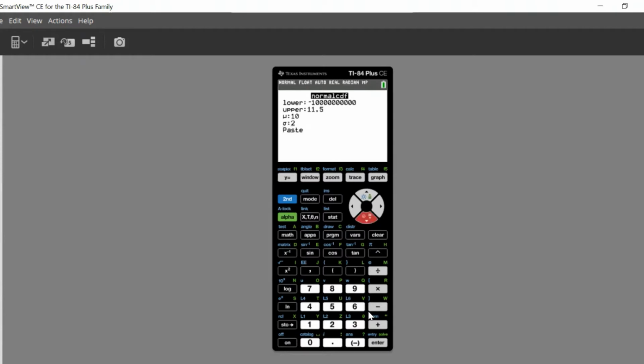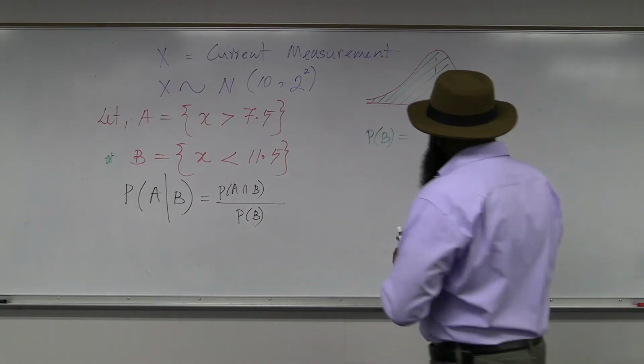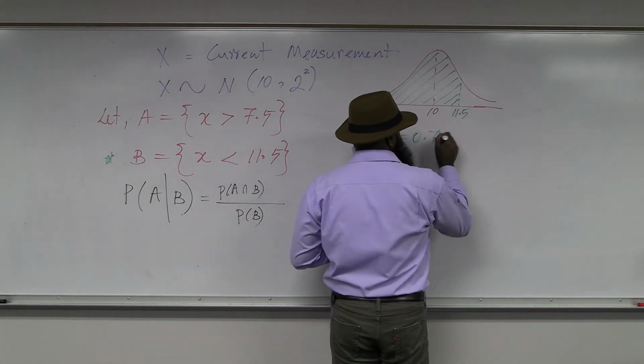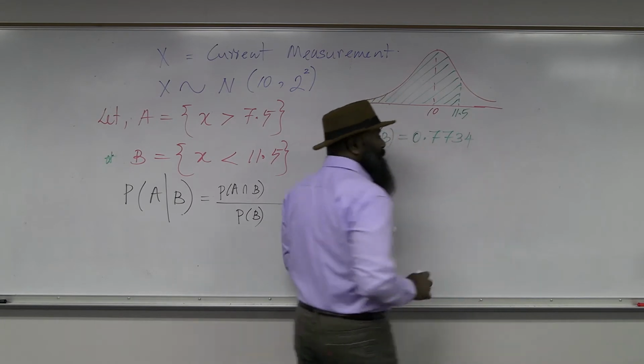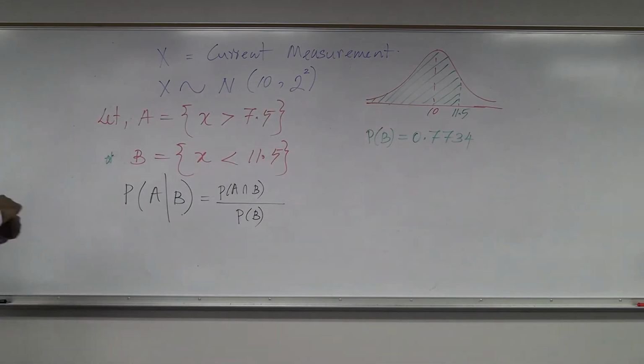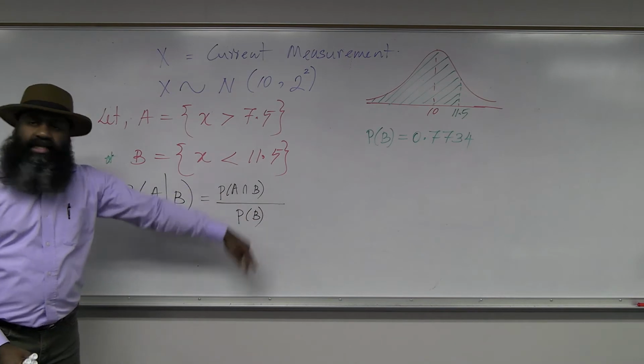And that's all. You have to select paste and hit enter and hit enter again. You get 0.7734, approximately to the fourth decimal place. I got 0.7734.